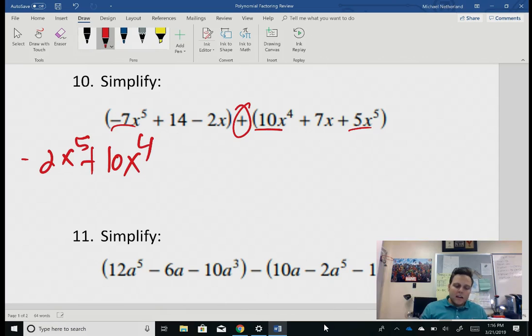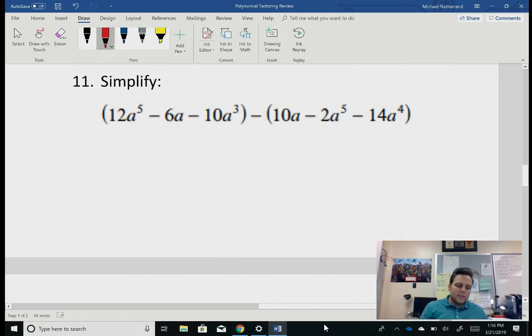Okay? Then next I look for x cubes. There are none. X squares. There are none. So the next thing I look for is just x's. So negative 2x plus 7x is plus 5x. And then I would do 14 is by itself, so just plus 14. And there we go. That's it.